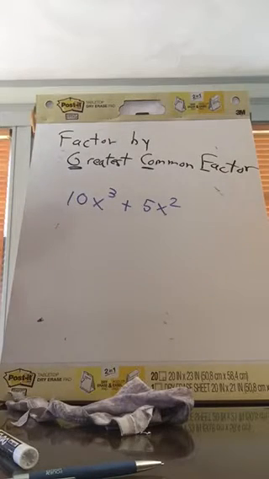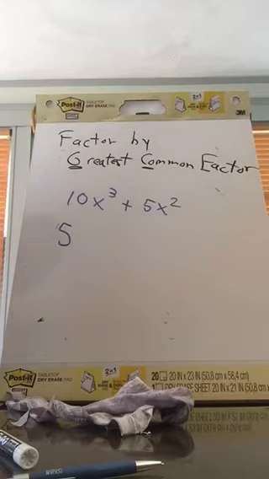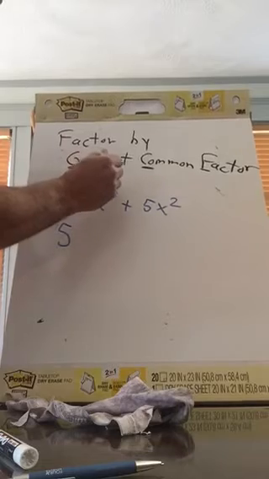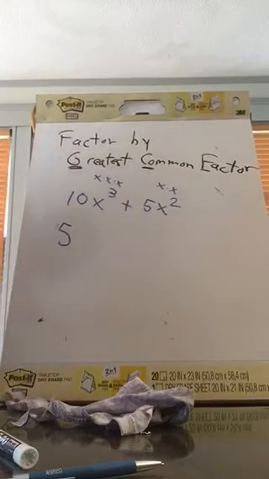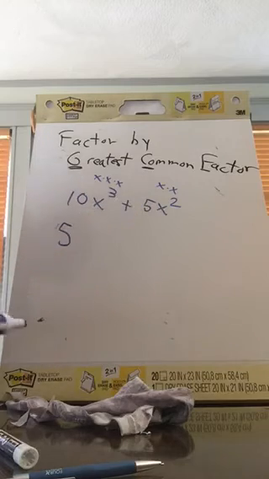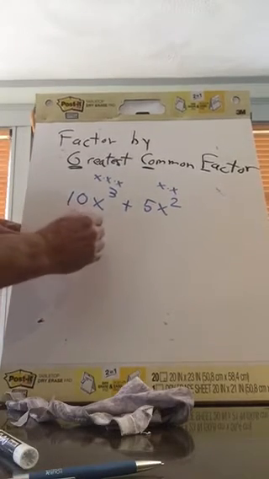So a common factor for 10 and 5 is 5, but they also have common x's. X cubed is x times x times x, and x squared is x times x. We want to pull out how many x's they have in common. This has 3, this has 2, so the most they have in common is 2. I can pull out 2 x's, or x squared.